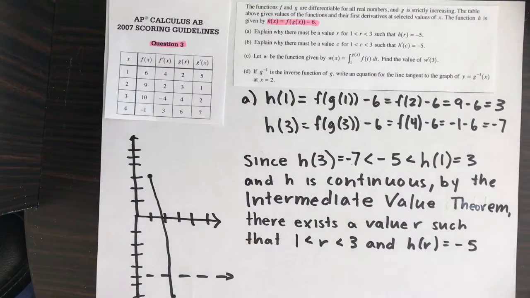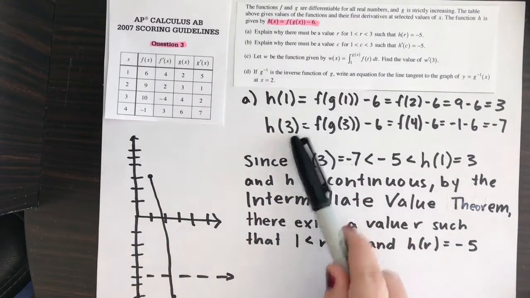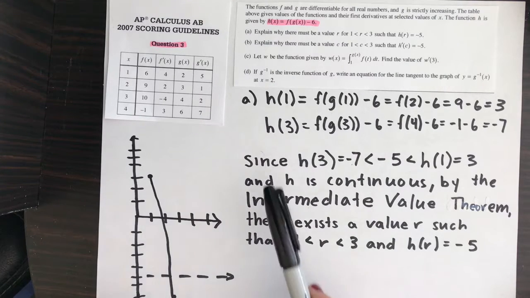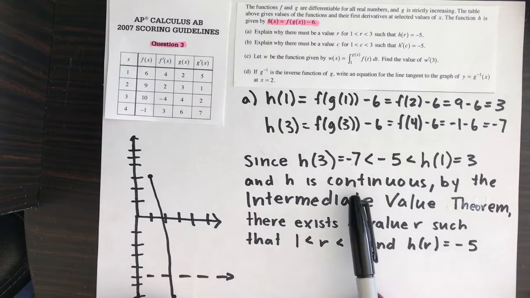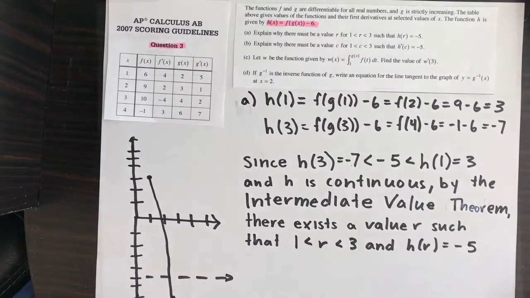When this problem is graded, they want to see work finding h of 1 and h of 3, and then they want a conclusion using IVT that shows that the function is continuous and that IVT can be applied, and shows your values for h of 1 and h of 3 that shows that h of r is negative 5.